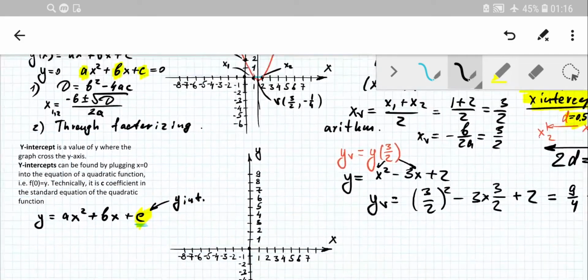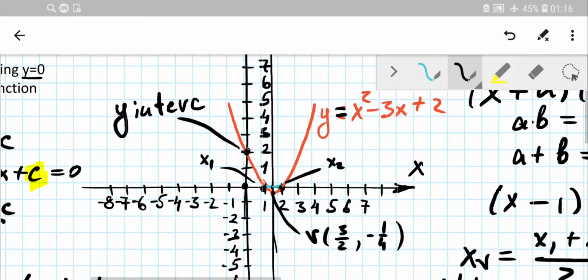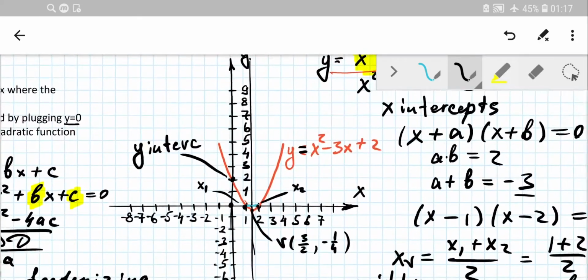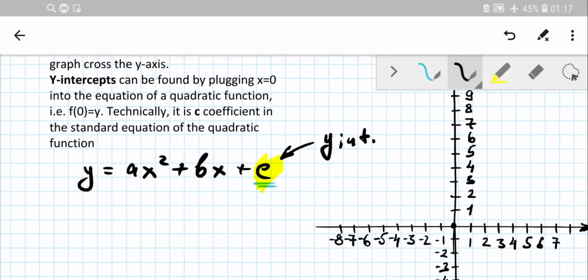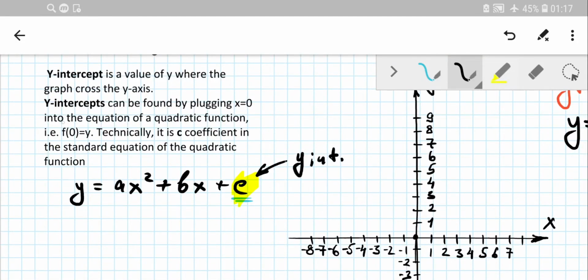Technically, you know that when we have a y-intercept, the x coordinate of that point should be 0, right? Any single point on the y-axis has x coordinate 0, and exactly that point lies on our graph. So we're eligible to put 0 into the equation. So f of 0 equals y becomes our equation. So technically, the coefficient c in the standard equation of a function represents the y-intercept.